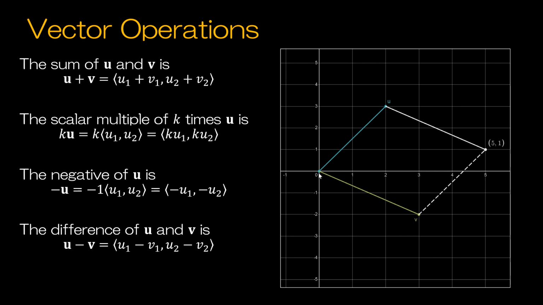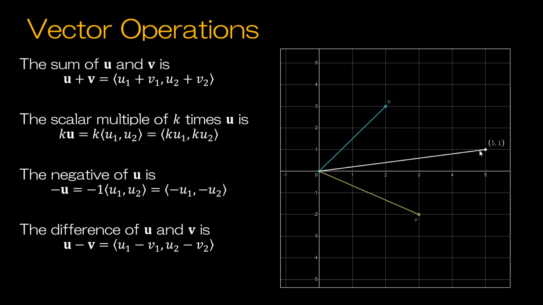So I could either take v plus u or u plus v. Either way, I end up at 5, 1. And so my new vector is that vector 5, 1. So I could get rid of this line, I could get rid of this line. This is my new vector, and this vector would be u plus v.